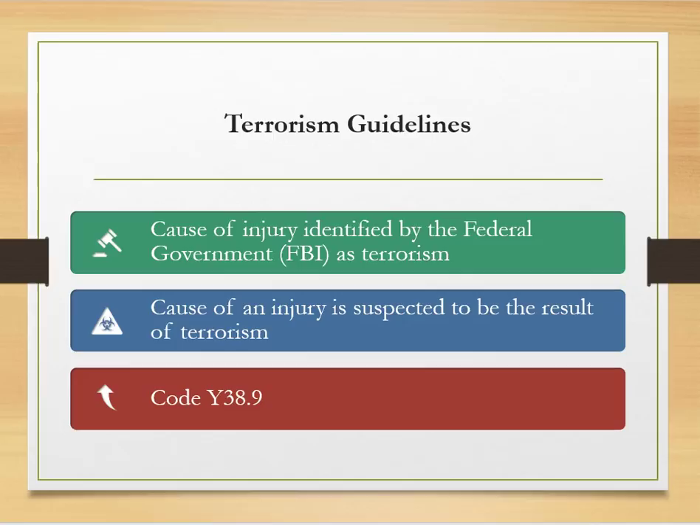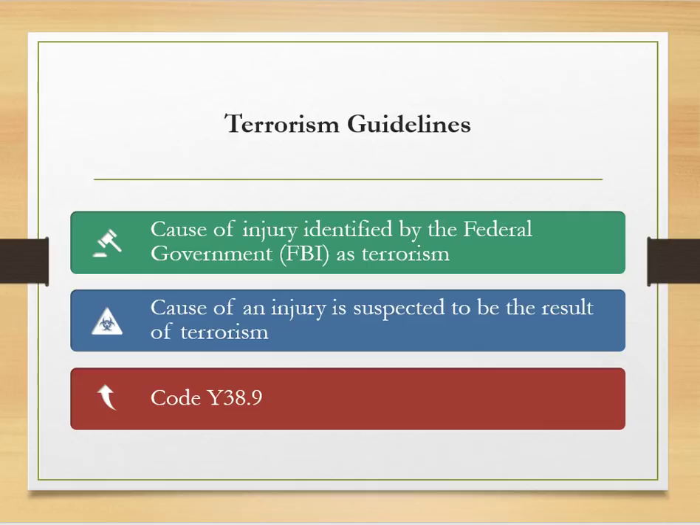On to terrorism guidelines. So terrorism events have to be identified as terrorism by the FBI, the federal government, okay? So if the government says that a situation is terrorism, the first listed external cause code should be from category Y38, which is actually our terrorism category. There is a note in your tabular list at the beginning of category Y38 that you'll want to pay close attention to. Use additional codes for the place of occurrence, and more than one Y38 terrorism code may be assigned if the injury is the result of more than one mechanism of terrorism.